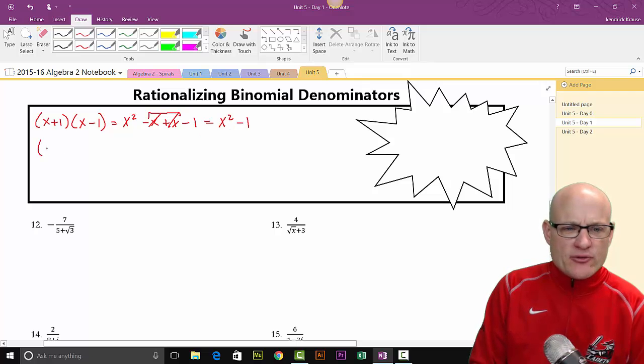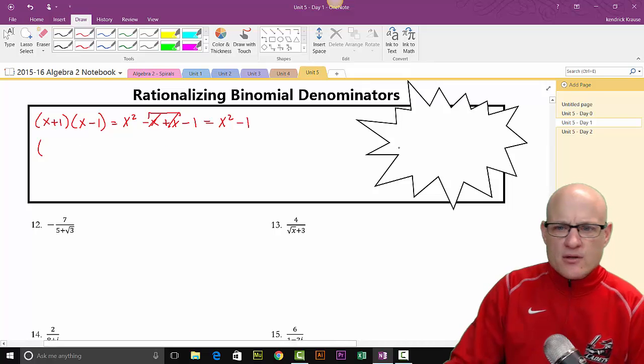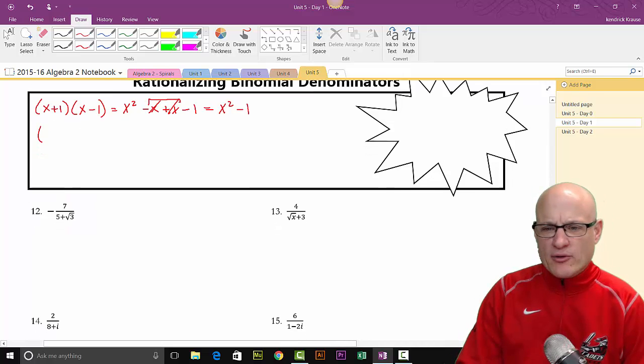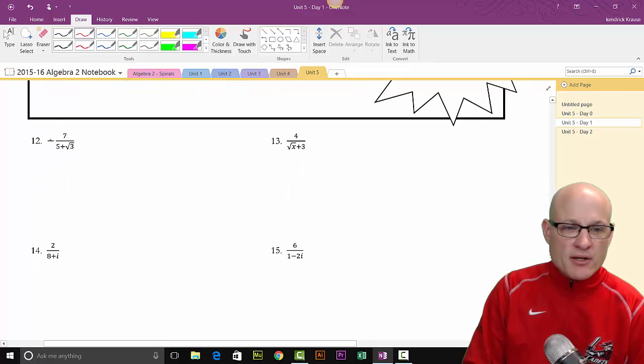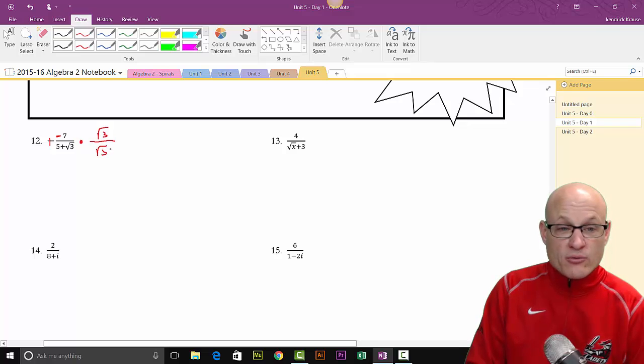And if I double distribute... well, let me tell you why I'm doing it. Let me come down here. Here's the problem. First of all, I'm going to change this and make this negative up here. But most kids, when they're not paying attention in class and they're sleeping, they're going to go, oh, wait, the radical 3 is the problem. So let's multiply by radical 3 over radical 3.